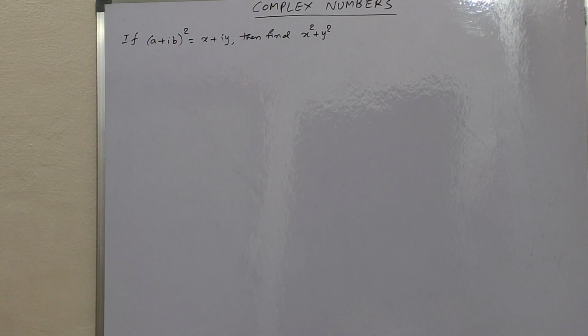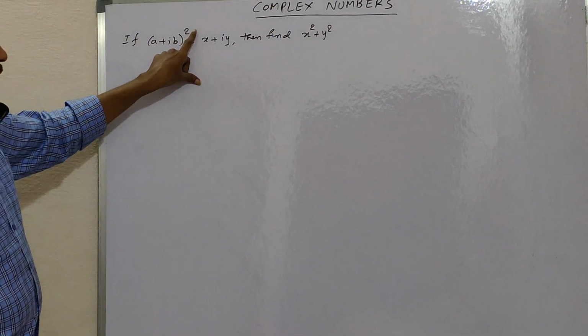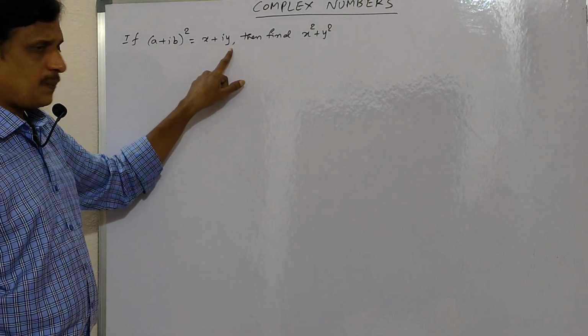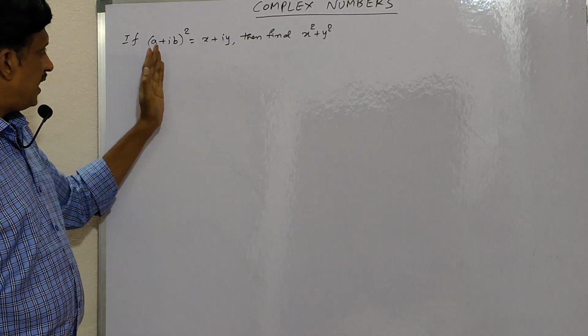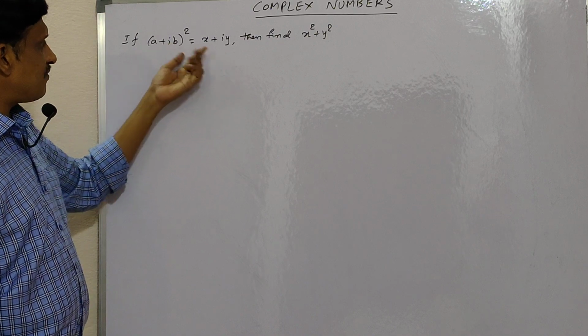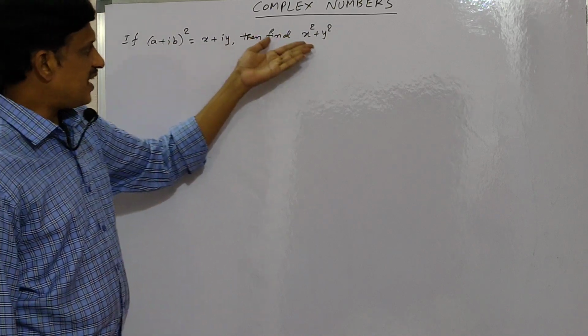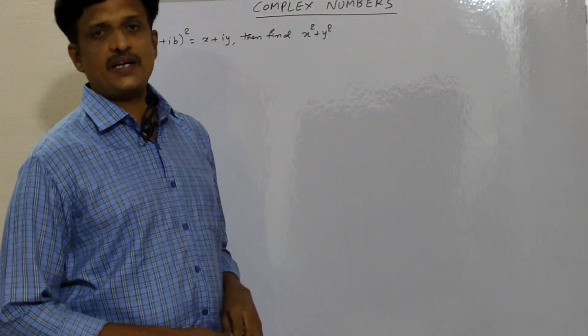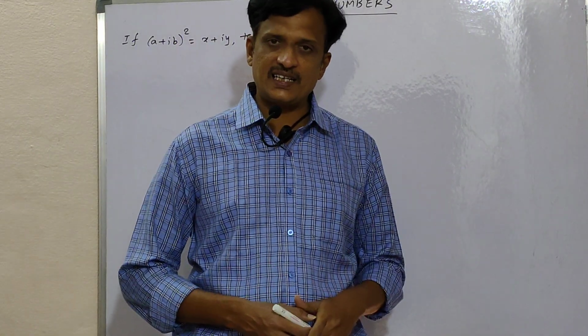If (a + ib) whole square is equal to x + iy, which means write this in the form of x + iy, then find the value of x square + y square in terms of a and b. You will get the result here.